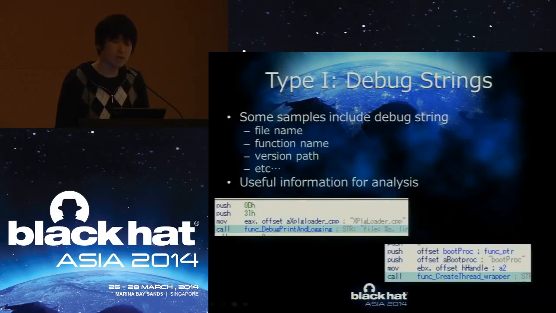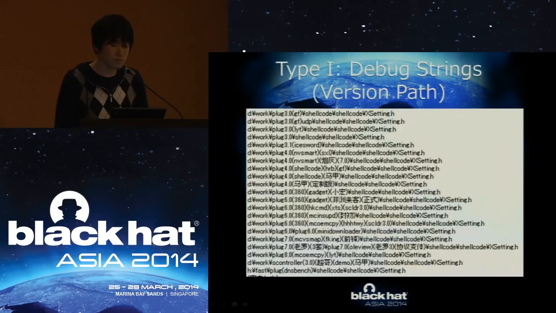By the way, type 1 samples sometimes include several debug strings. For instance, source code file name, function name, and source code file path like this. We can see version and some characteristic Chinese strings in the path. AlienVault uses them for identifying PlugX author.